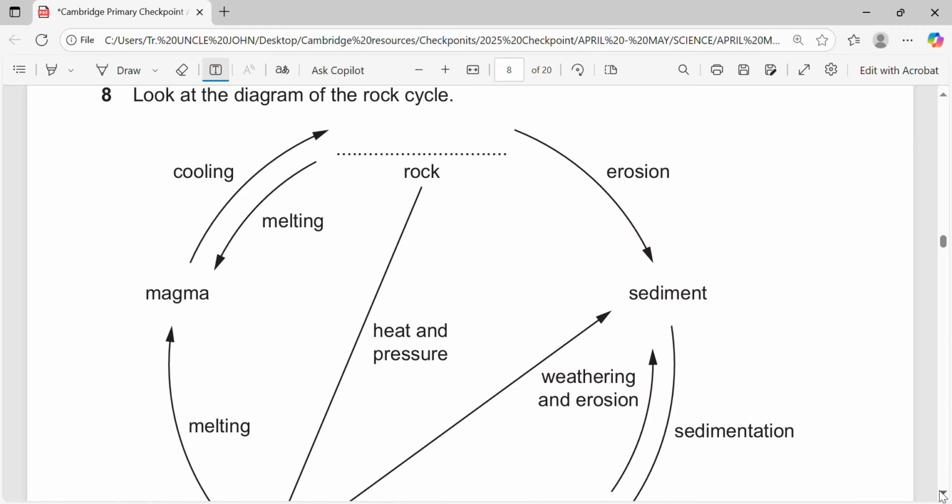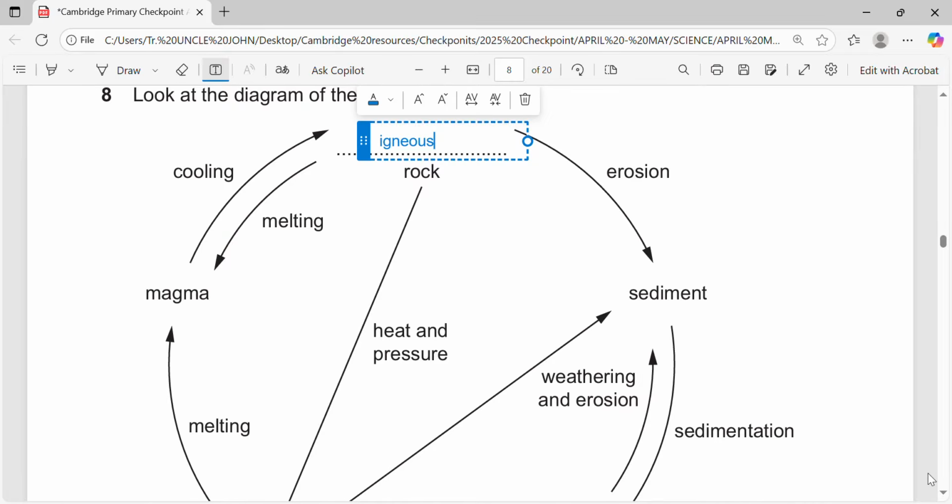Number 8, look at the diagram of the rock cycle. This is the diagram of the rock cycle. On top here, we have the igneous rock.